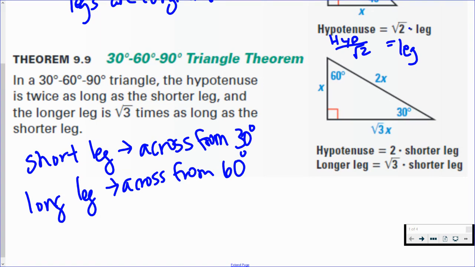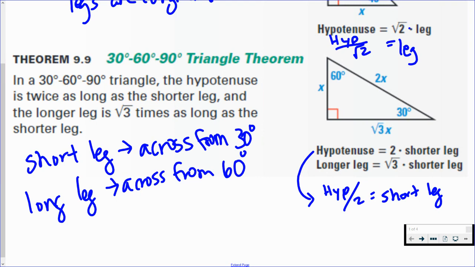Now, we have a couple of things written out to the side. I already talked about the hypotenuse is equal to 2 times the short leg. Another way to write this, depending on what you're solving for, is that the hypotenuse divided by 2 is equal to the short leg. Okay, that would just be going the other way, depending on which one you have given to you.